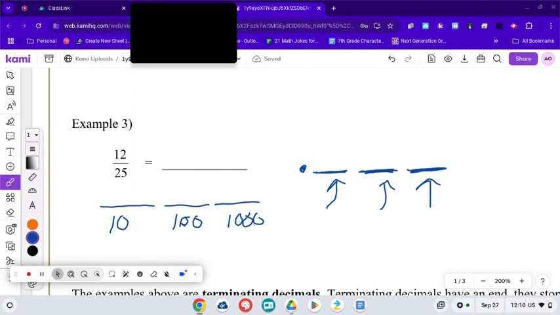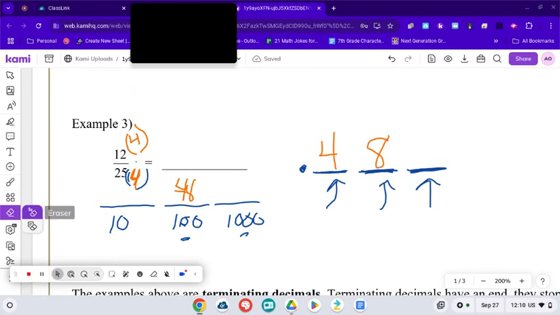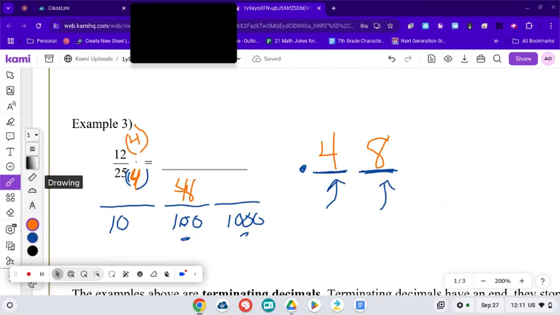Can 25, when multiplied by something, easily turn into one of these? Hopefully you said if you multiply by 4, you'd get 100. If you multiply the denominator by 4, you have to multiply the numerator by 4. 12 times 4 is 48 over 100. Now that took us a few minutes to do, but if you're doing it in your head, and you know 25 times 4, it'll go a lot faster, but your decimal is going to be 0.48. You can write that 48 with the correct number of digits, 48 hundredths. Okay?